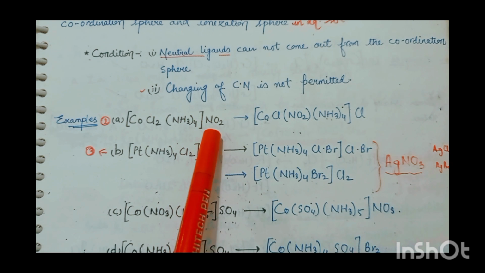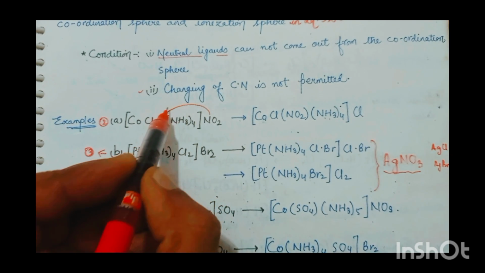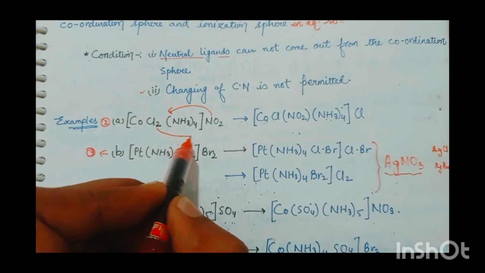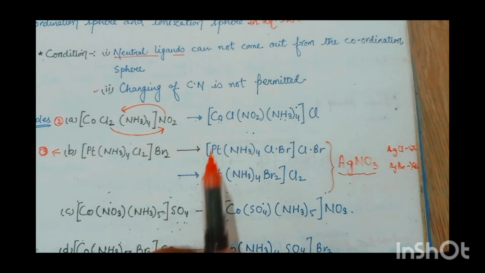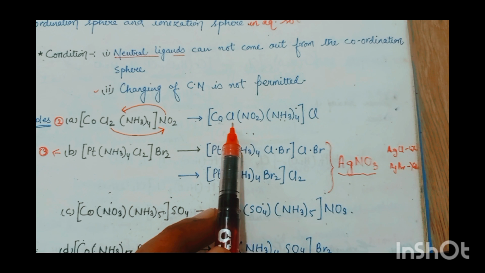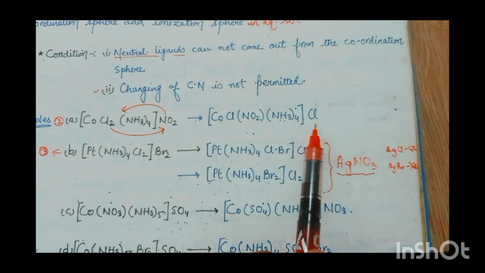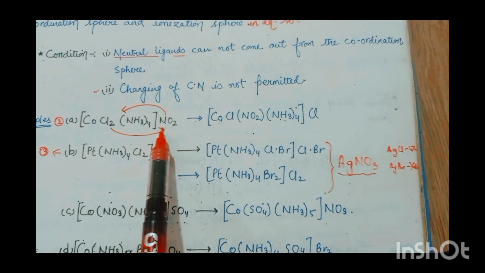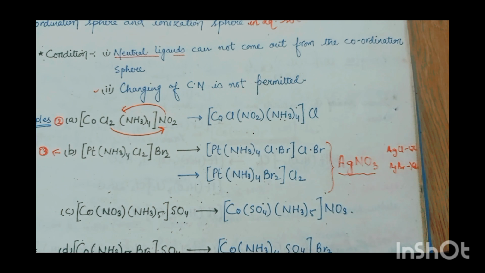Now what we are going to do is make this NO2 come inside the coordination sphere. As a result, we have to remove one Cl minus outside the coordination sphere. As a result, what we get is [CoCl(NO2)(NH3)4], as one chlorine atom is removed, and Cl is out. Now you can see that outside, NO2 was there, and now Cl is there. It means the charged ligand undergoes exchange.